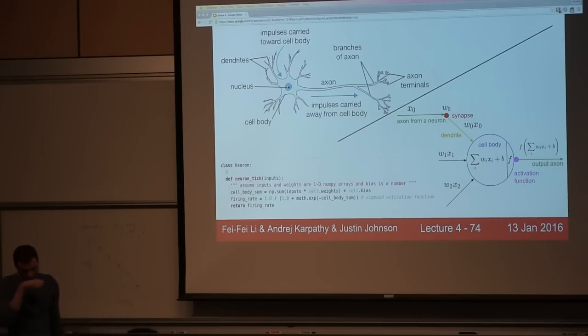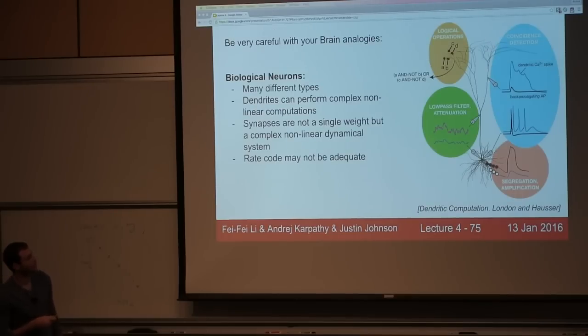Now, one note to make about neurons is that they're not like biological neurons. Biological neurons are super complex. So if you go around and you start saying that neural networks work like the brain, people will start to frown at you.